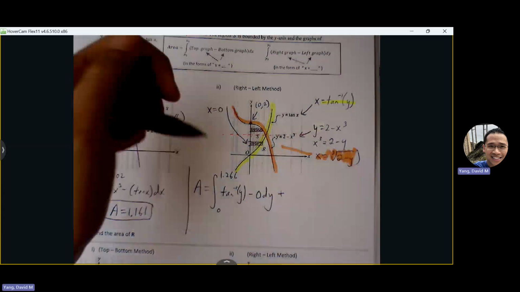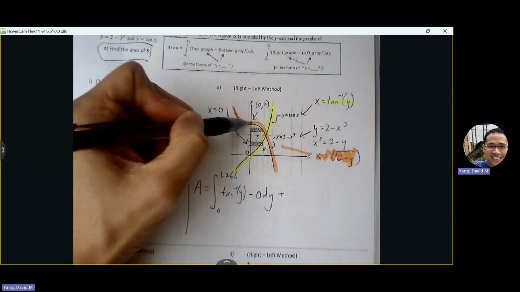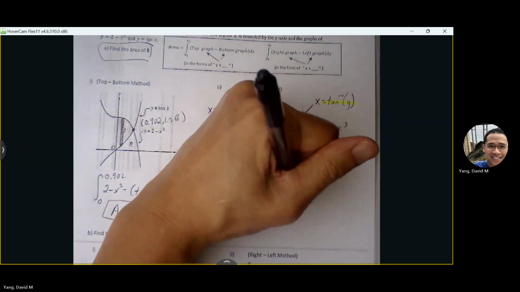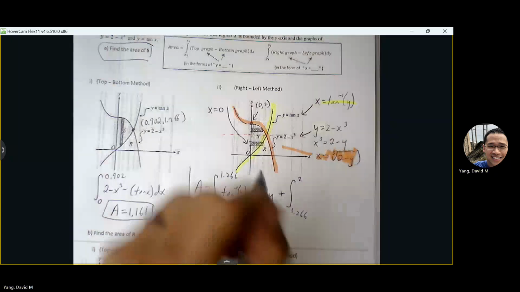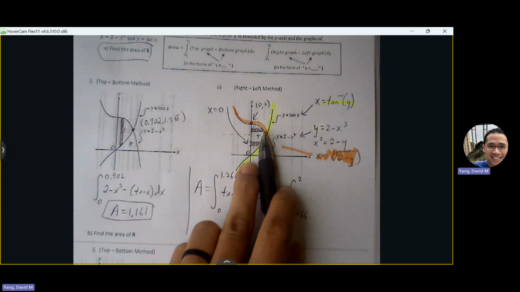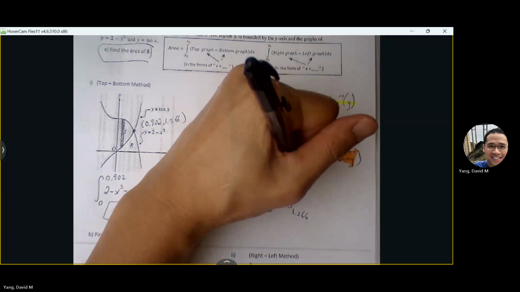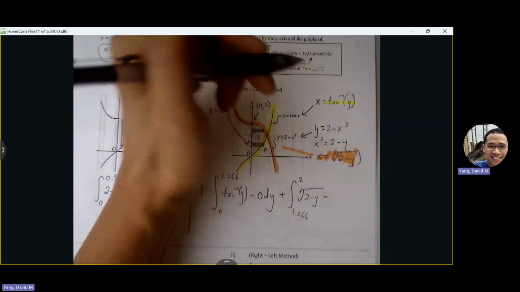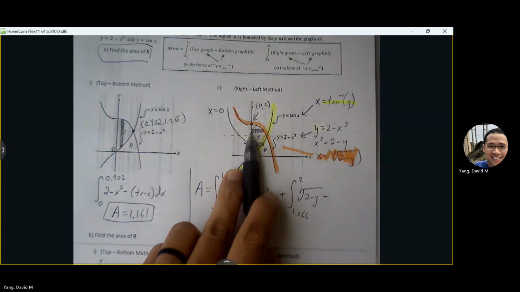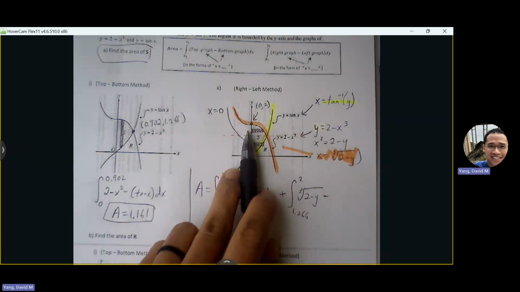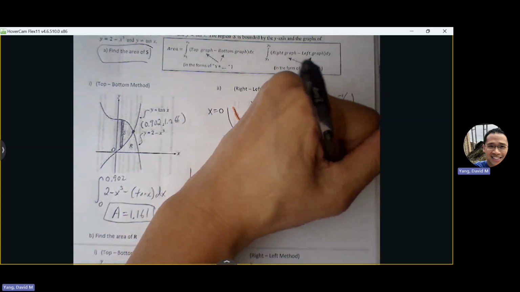This will take care of this bottom region of S. Plus, my upper region is from 1.266 to 2. The graph on the right is now swapped over to the cube root of 2 minus y. Minus the y-axis, or the left endpoint sitting on the y-axis, so minus 0.